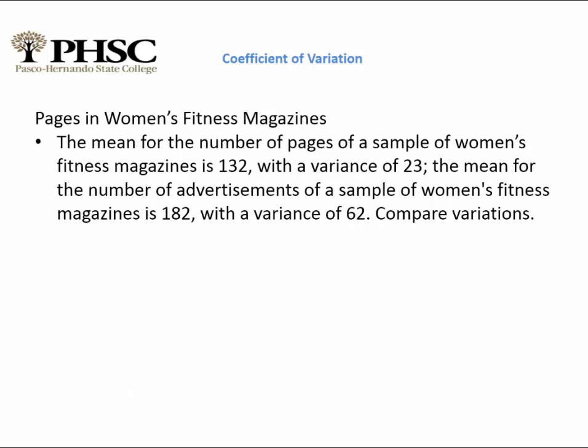So let's go ahead and do an example. Pages in women's fitness magazine. So the mean number of pages of a sample of women's fitness magazines is 132 with a variance of 23. The mean number of advertisements of a sample of women's fitness magazines is 182 with a variance of 62. Let's go ahead and compare these variations.